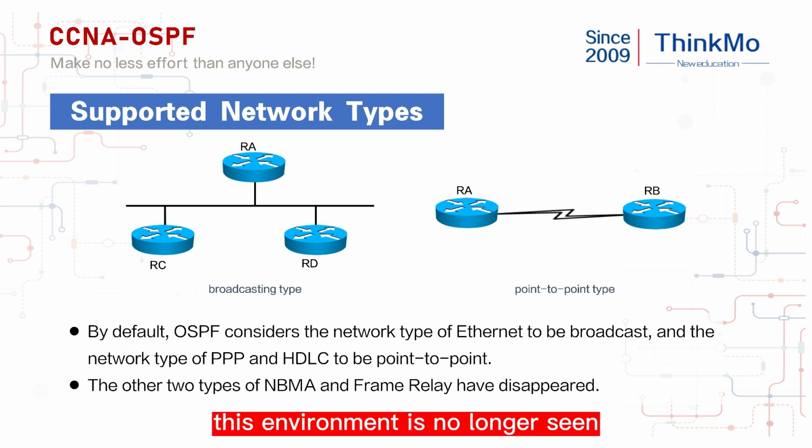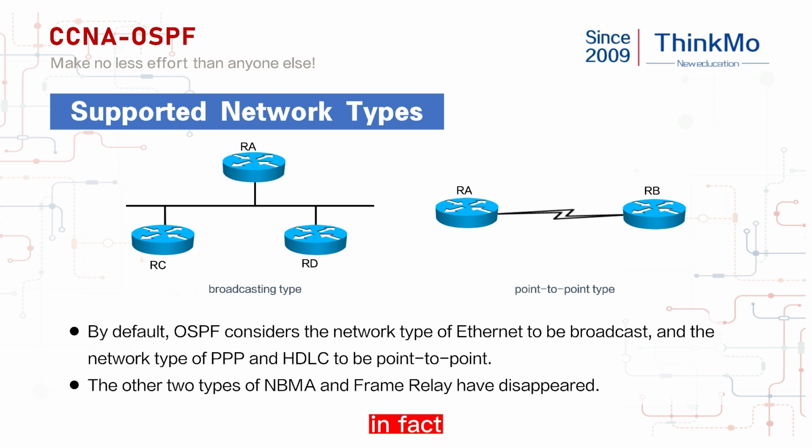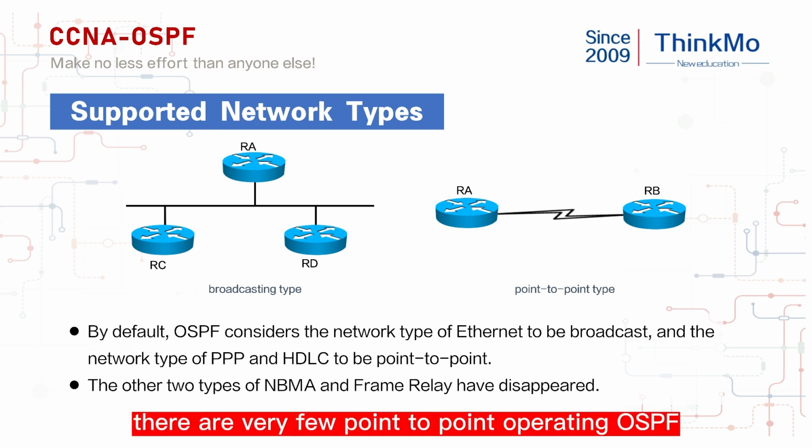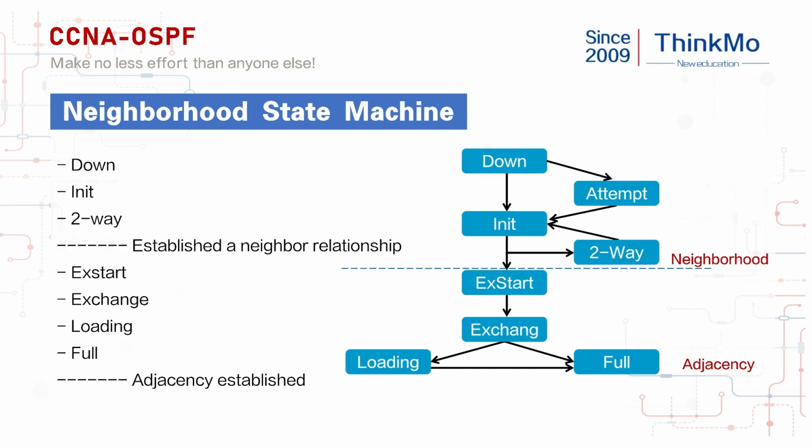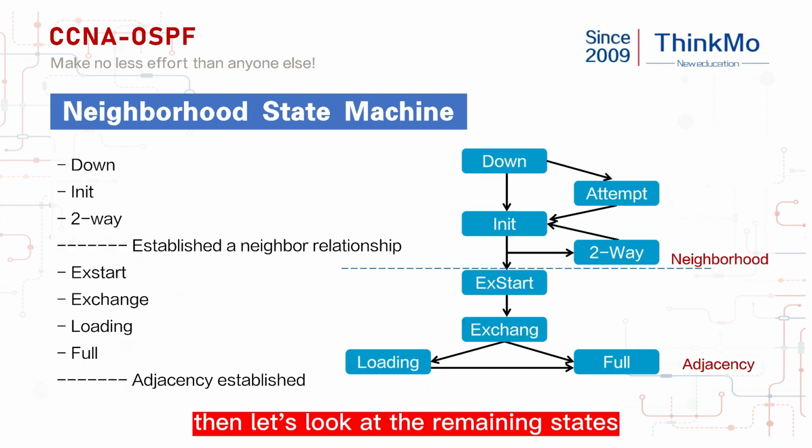This environment is no longer seen. In fact, there are very few point-to-point links operating OSPF. Early OSPF was applicable to multiple link types. It can support them. Then let's look at the remaining states.